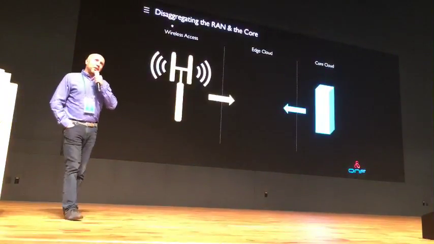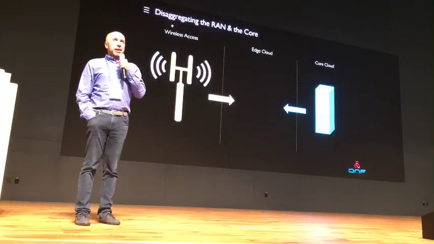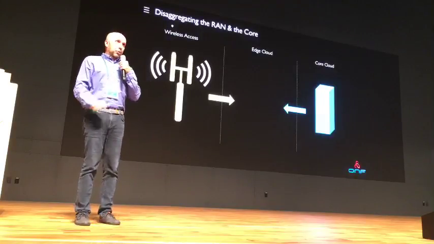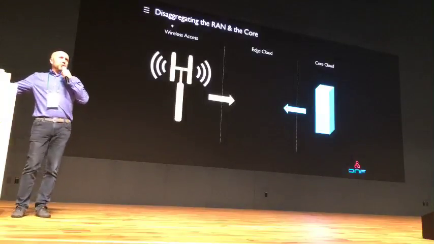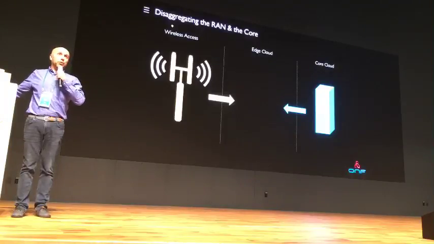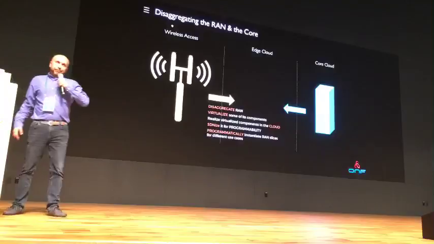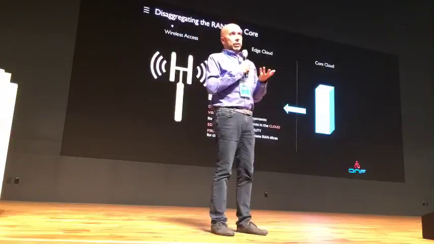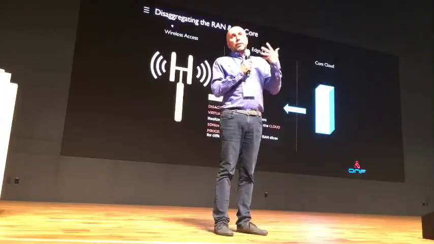So disaggregation in MCORD is really, really important. This is important not only in lowering the CapEx and OpEx, but it is also important in enabling new potential services. And when we talk about disaggregation, we're not necessarily just talking about disaggregating the central office components of the mobile network, but also the base stations themselves. So the disaggregation of the RAN has already started in the form of Cloud RAN. You probably have heard of it. But within MCORD, we take that one step further.